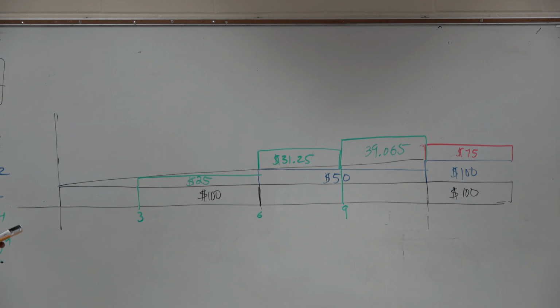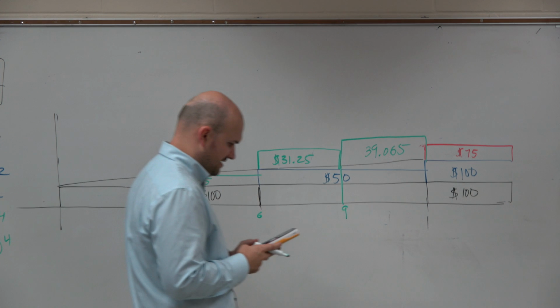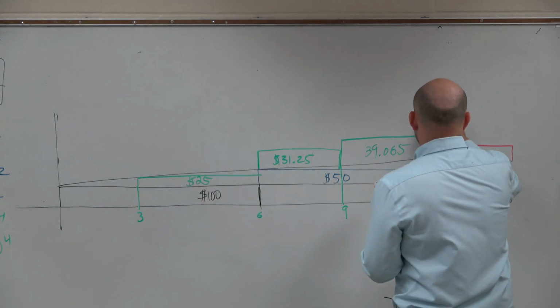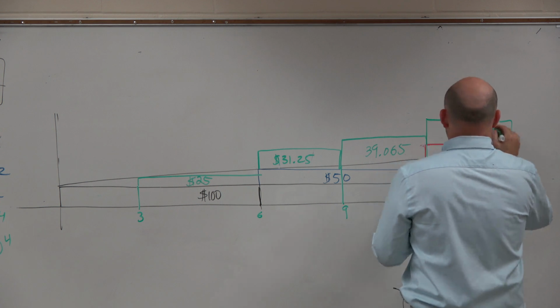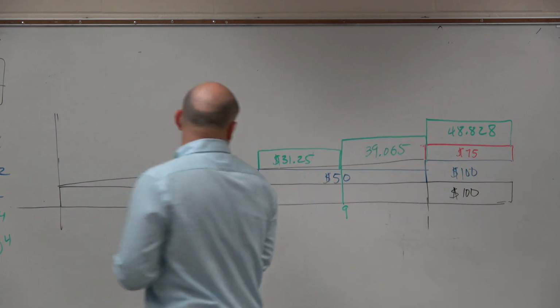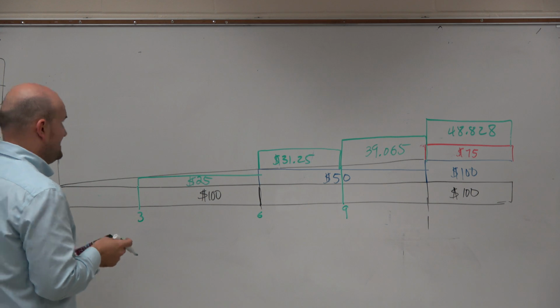Something I didn't add up right. Oh, I forgot one. I forgot the 100. Oops. 100 plus 25 plus 31.25 plus 39.065. Times 0.25 is 48.828. So what I want you guys to see is what's happening here.